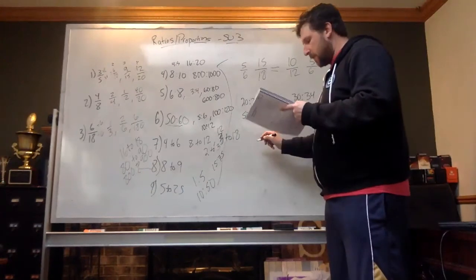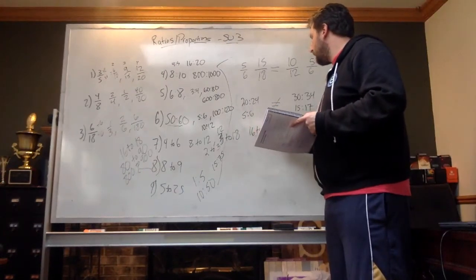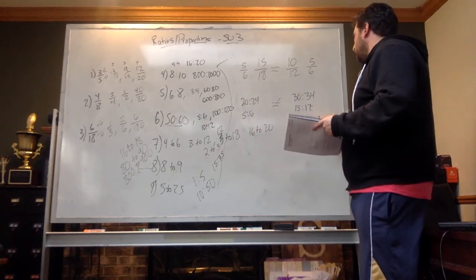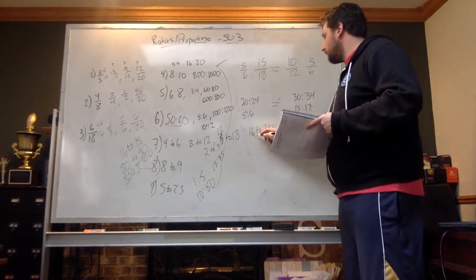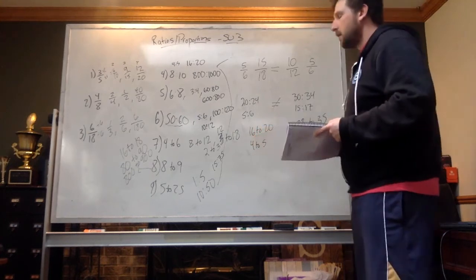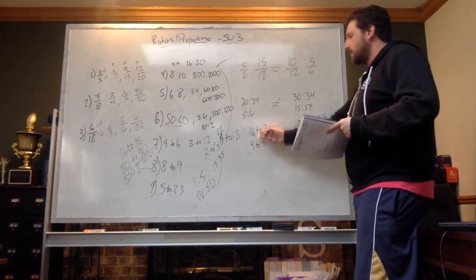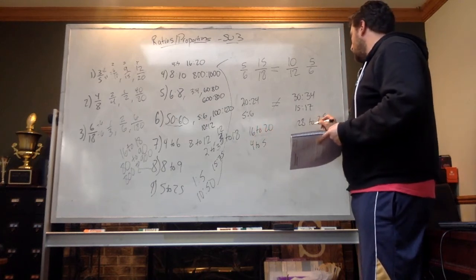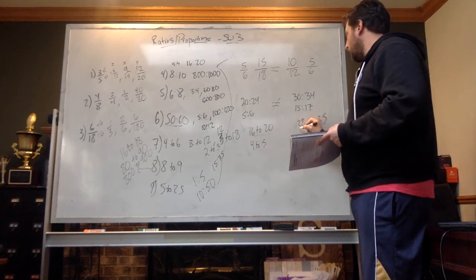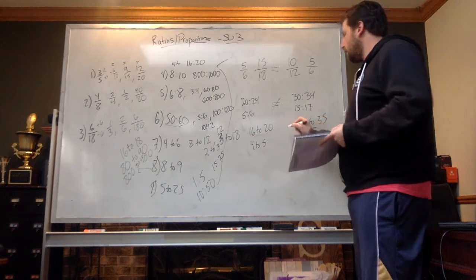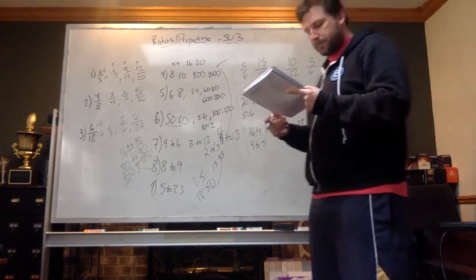And our last one for this one, 16 to 20 and 28 to 35. 16 to 20, we can bring this down, divide by 4. 4 to 5, because 20 divided by 4 is 5, 16 divided by 4 is 4. And 28 to 35, I guess 7 goes into both. 28 divided by 7 is 4. And 35 divided by 7 is 5. So those would be equal.